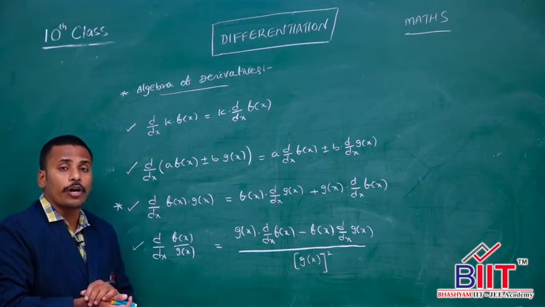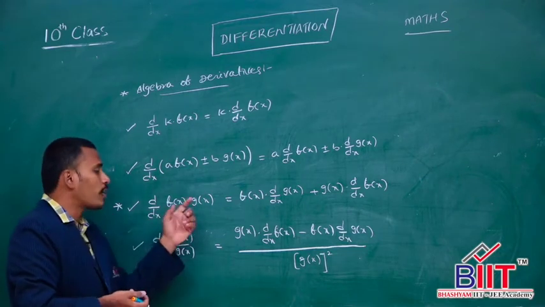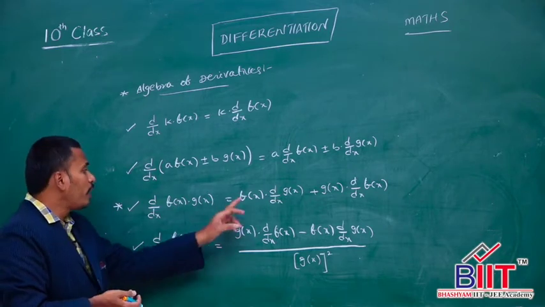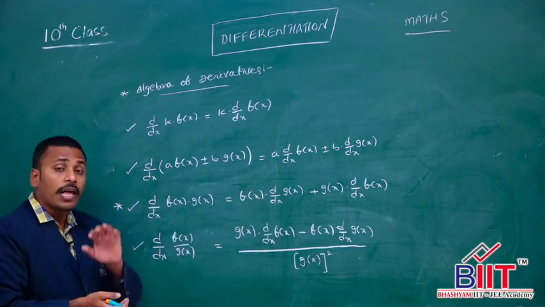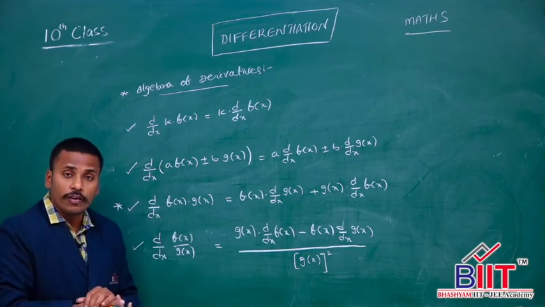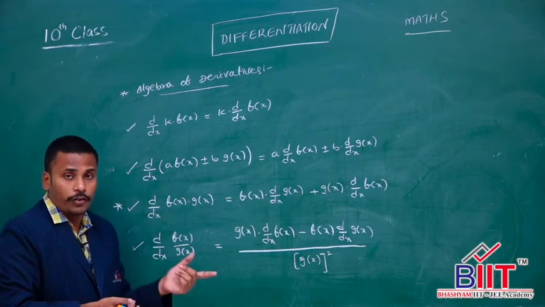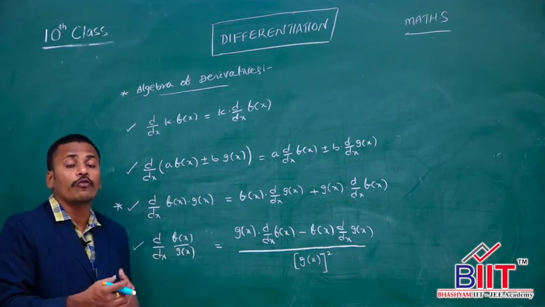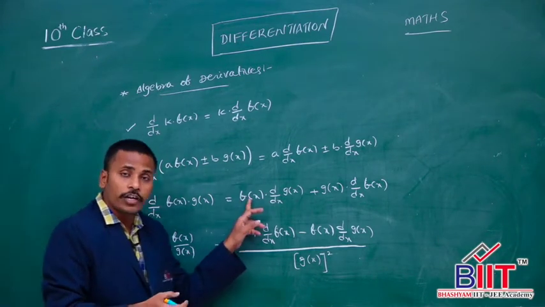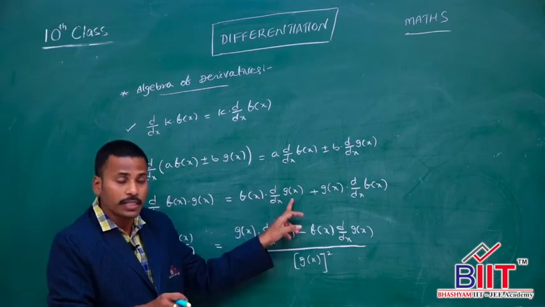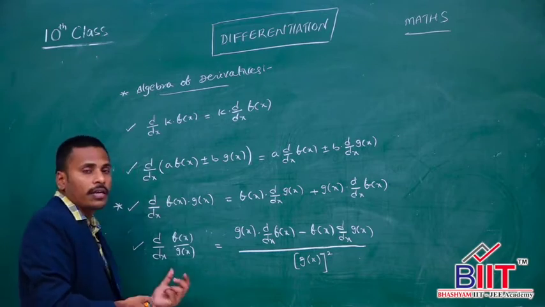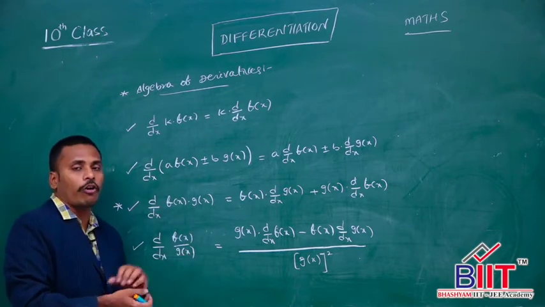Usually we call it the product rule. d by dx of f of x into g of x is first function f of x into derivative of the second function g of x plus second function g of x into derivative of the first function. Once again I am repeating, if you are trying to calculate the derivative for the product of two functions, first function into the derivative of second function plus second function into the derivative of first function. And the next thing is d by dx of f of x by g of x.